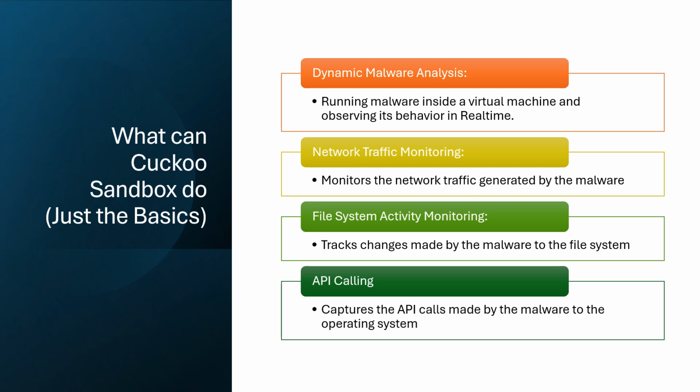This would monitor the traffic generated by the malware, which can reveal any attempts to contact command and control, C2, servers or spread over networks. The next thing is the file system activity monitor. What this does is track changes made by the malware to the file system, such as creating, modifying, or deleting any files. Last thing it will do is API call logging.